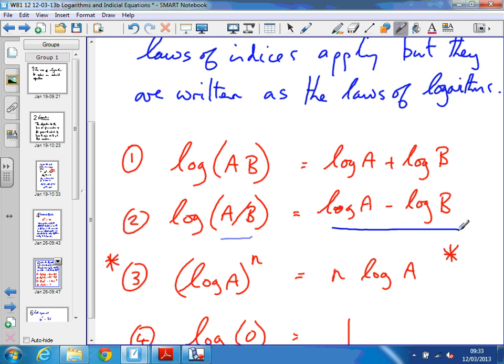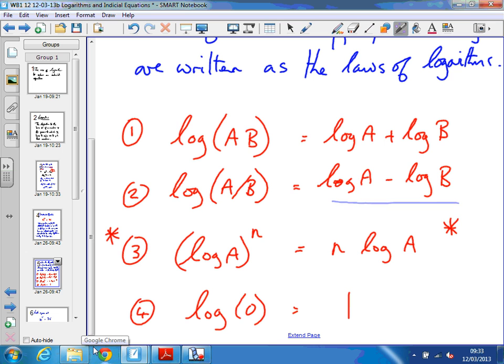This one's the one that we're going to find the most useful. The logarithm of a number raised to some power, that power comes down and becomes a multiplier, like that third law of indices that we're looking at. And then finally, something that's worth remembering, the log of 1. Anything to the power 0, remember, is 1, so the logarithm of 1 is 0.